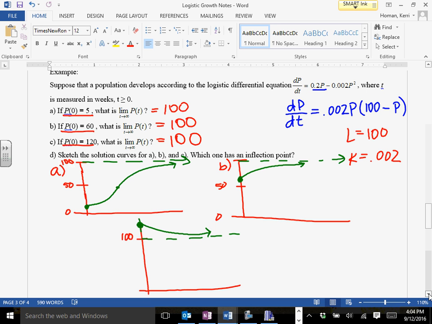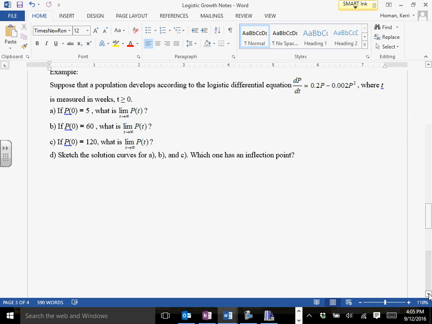equation. Okay, the one we're going to see most often are ones that look like A, but it is possible for our population to be decreasing like in C, or to be increasing but slowly the whole time. Okay? It all depends on your initial condition. All right. Last example.